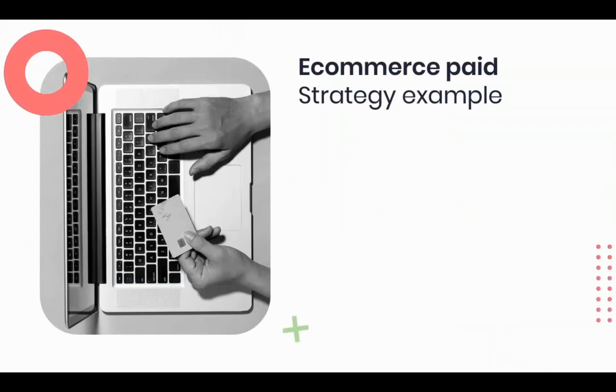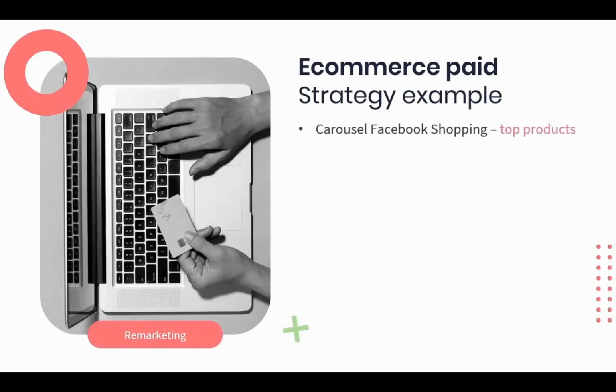I want to take you through an e-commerce paid strategy example. If you look at the right, the word prospecting is referring to trying to entice new users, so not returning users. So first up, we're going to advertise on Facebook with a carousel shopping campaign using our top products. Then with the carousel and collection options on Facebook shopping, we would then target the social engagers, so the people who have engaged with any of our content or ads across Facebook.